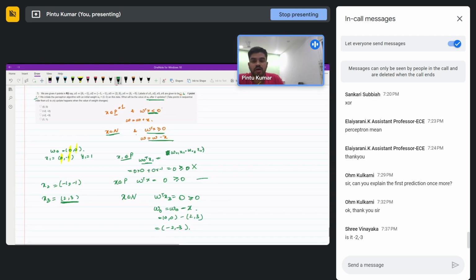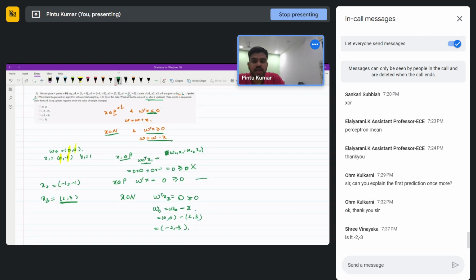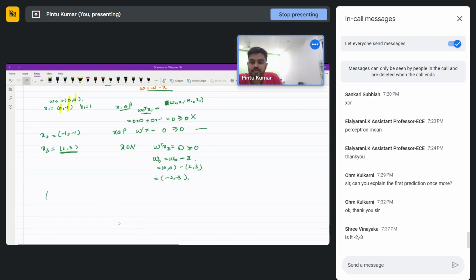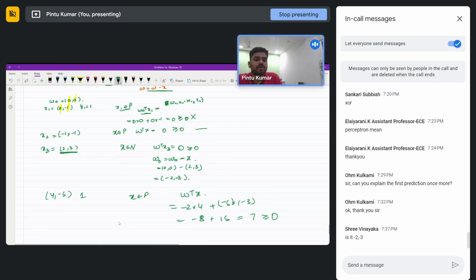Again we'll check for x4. x4 is (4, -5) and the label is 1, so x belongs to P. Now if we take W transpose x, what is it? This is -2 times 4 plus -5 times -3. This is -8 plus 15, that is 7, which is greater than or equal to 0. So for a positive point, because it is greater than or equal to 0, we need not do anything, we'll continue.